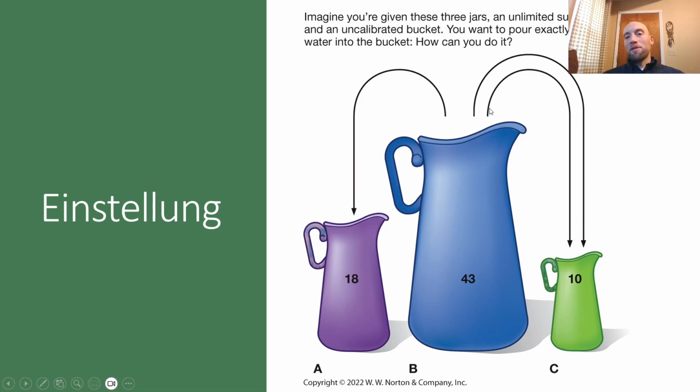So hopefully you thought about it. Maybe you paused the video. Ultimately, what you do is you fill up this one and you start dumping water out because these volumes will eventually get you down to 5 ounces. These are all in ounces, by the way. I should have said that. But you'd pour 10 ounces into here. That gets you down to 33. You'd pour this water out on the ground or wherever. You'd pour another 10 ounces into there. That'd get you down to 23. And then you'd pour 18 ounces into the purple one. And what you'd be left over with would be 5 ounces of water.